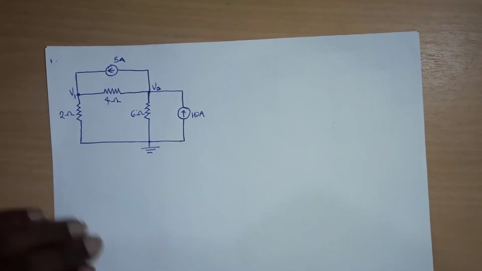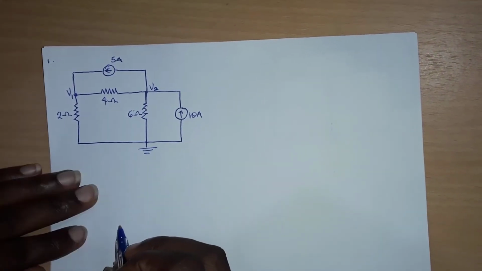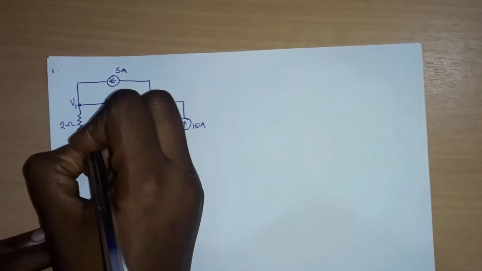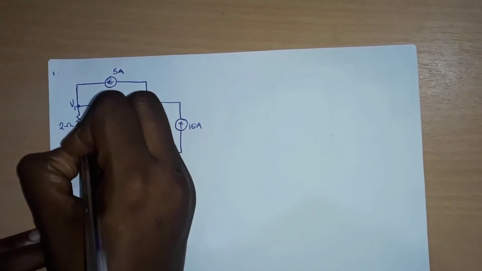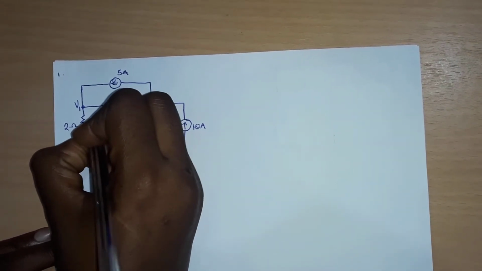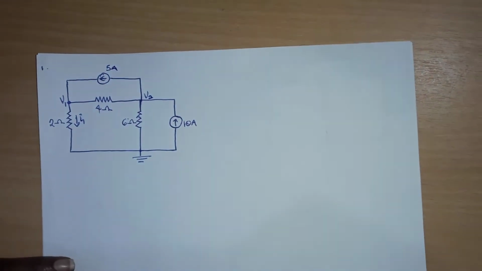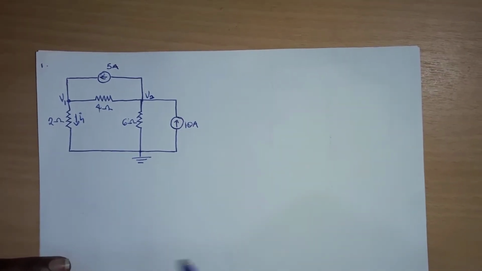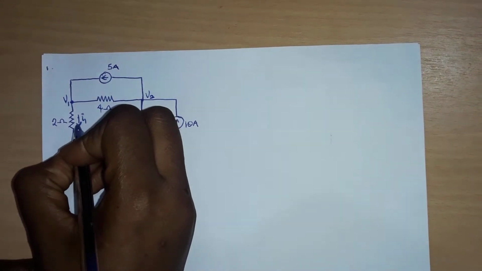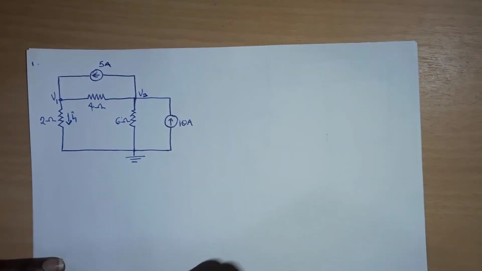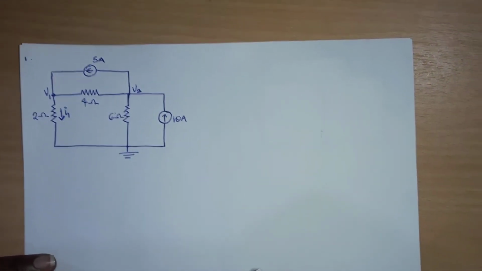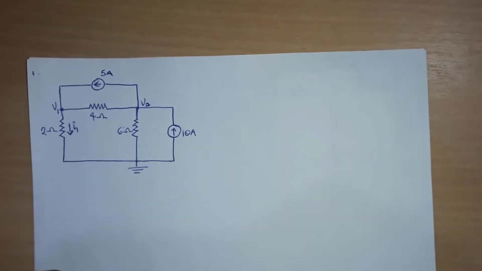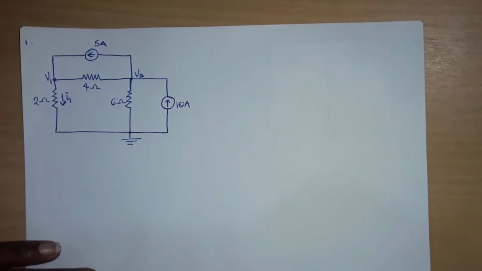So the next thing we will do is to assign current directions. So say we have here to be I1. And one thing you have to know is that you can assign current in any direction that you want. So as I've assigned mine going down, yours can go up, but you have to make sure to follow the principle of current flowing from a higher potential to a lower potential when you are writing your voltage equations.